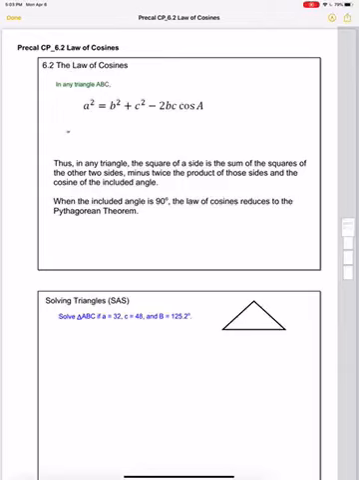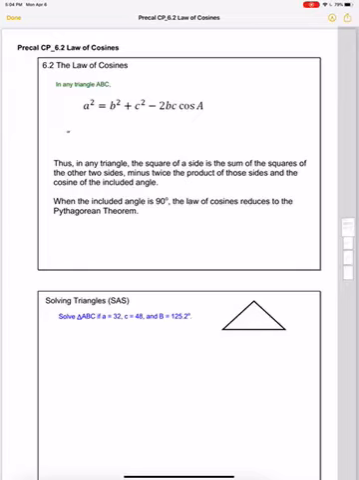Hi, pre-calculus. Today's lesson is on the law of cosines. We learned the law of sines, and that was good for certain cases, like angle-side-angle or the ambiguous case, side-side-angle. But there are two cases that you can only solve by using the law of cosines, or at least starting off with the law of cosines.